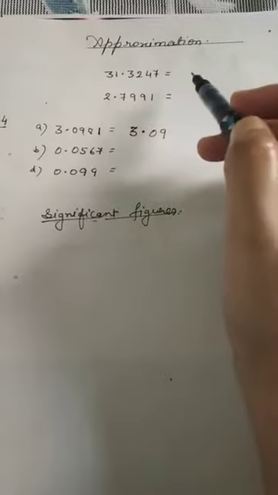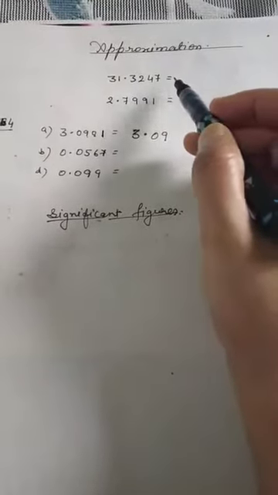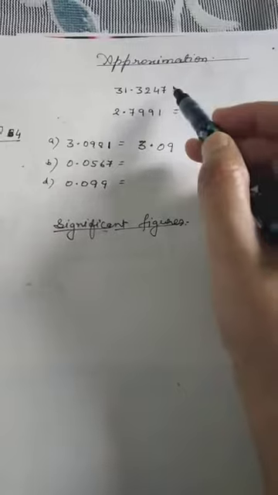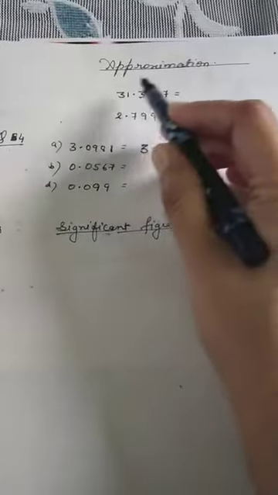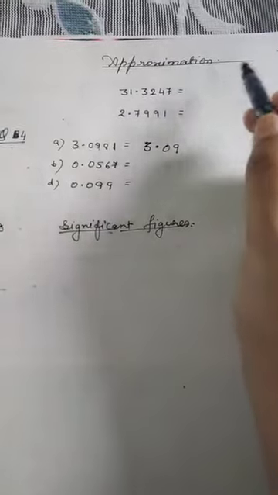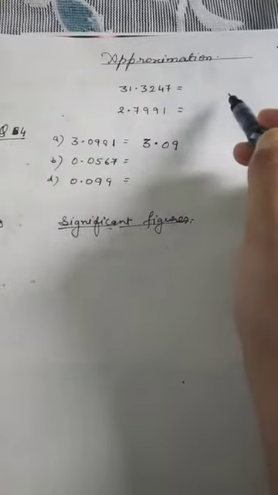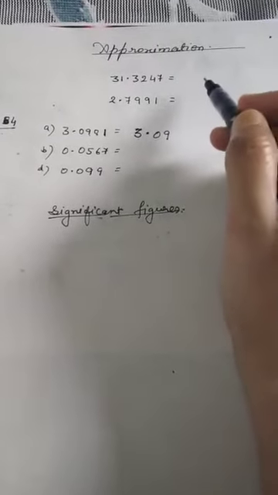Now the next topic is approximation. It means round off. The process of expressing a decimal number up to a specific number of decimal places is known as approximating or rounding off.